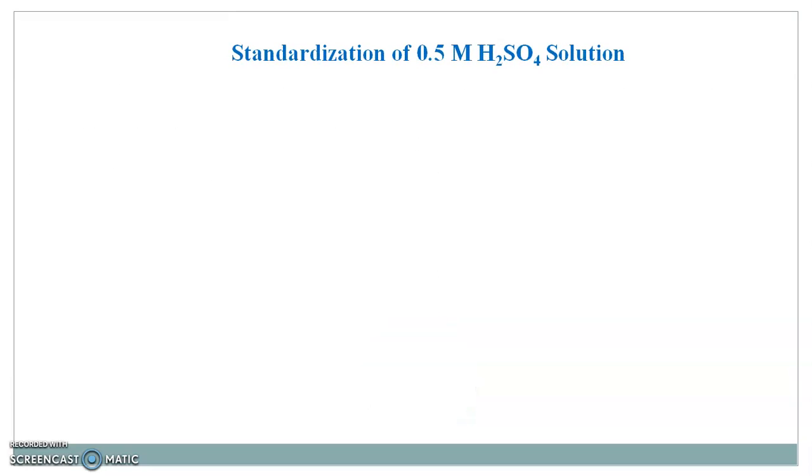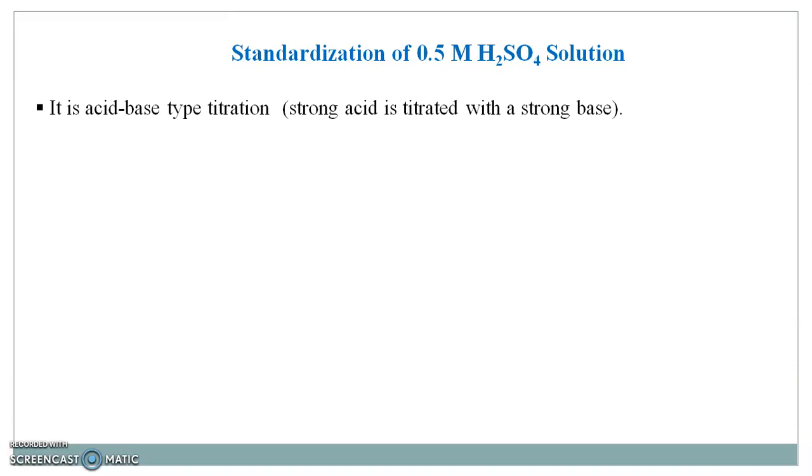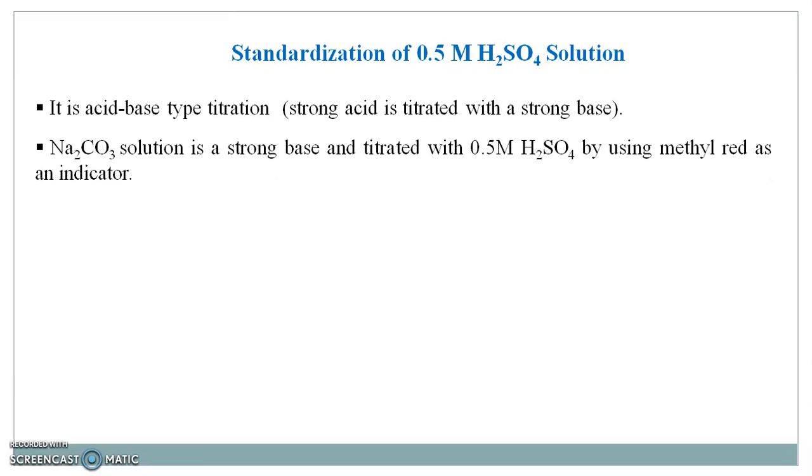Next is the standardization of this prepared 0.5 molar sulfuric acid solution. The standardization of sulfuric acid involves an acid-base type titration. Here the strong acid is titrated with a strong base. Sodium carbonate solution is a strong base and is titrated with 0.5 molar sulfuric acid, which is a strong acid, using methyl red as an indicator. The color changes from yellow to pink at the end point, which indicates the completion of the reaction.